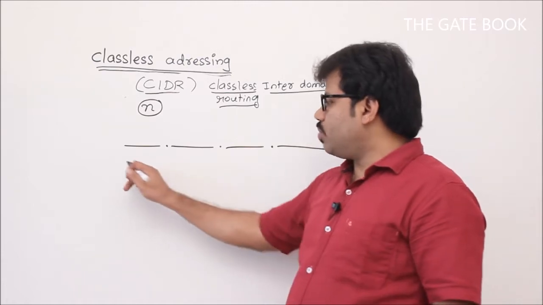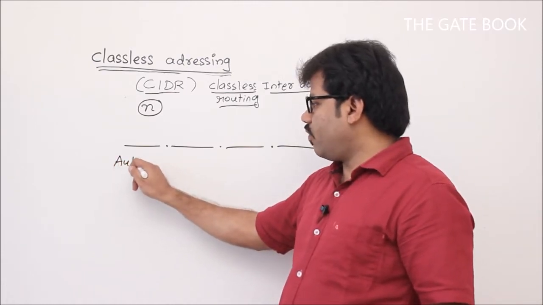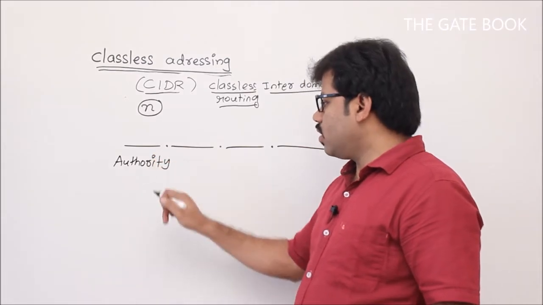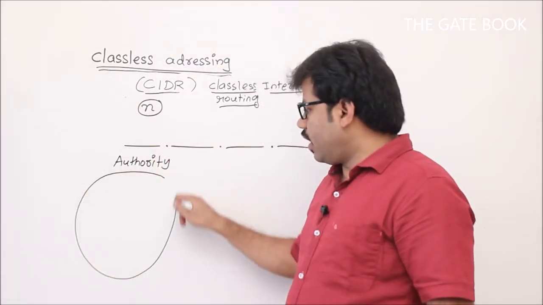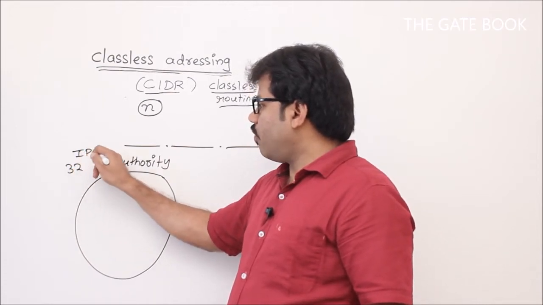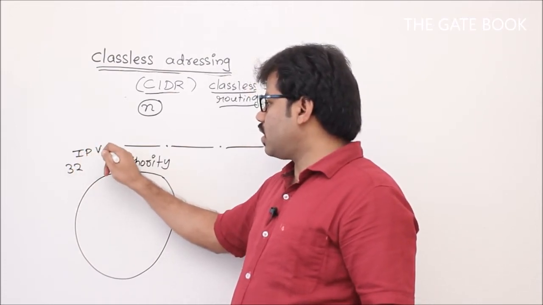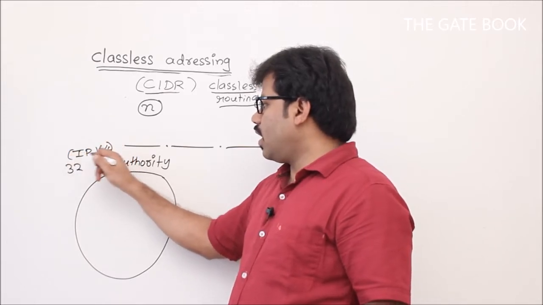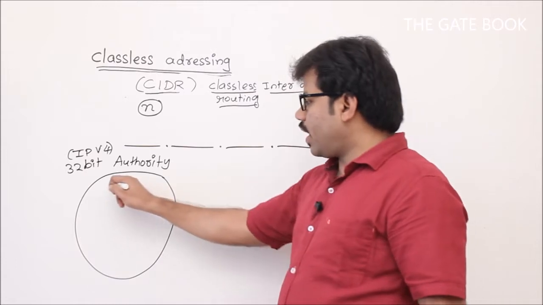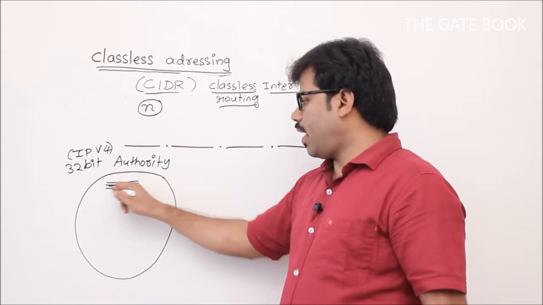That's why there should be an authority. We have an authority for that, and that authority is going to provide us IP addresses. I am talking about 32-bit IP addresses now. There are two IP versions, IP version 4 and IP version 6. In IP version 4, the IP address length is 32 bits. That means you can have 2 to the power of 32 patterns.